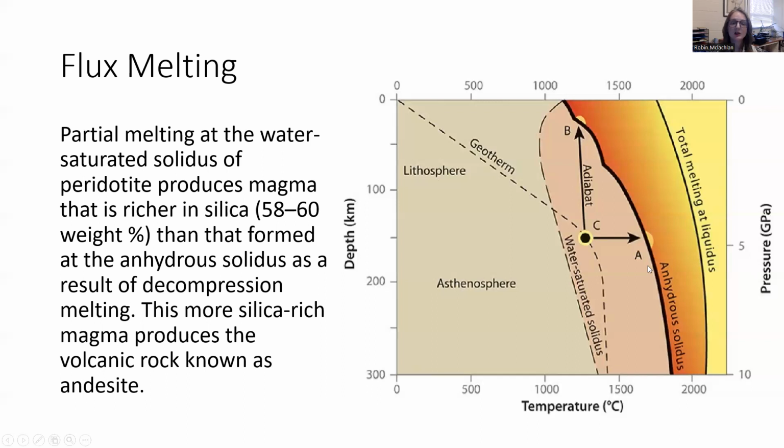And partial melting at the water saturated solidus of peridotite, remember that's the mantle rock, produces a magma that's richer in silica. So it's about 58 to 68% silica when there's flux melting involved. And this silica-rich magma produces the volcanic rock known as andesite. Right? So you should be very familiar with mafic basalt and felsic granite. Andesite's that intermediate one right in the middle.